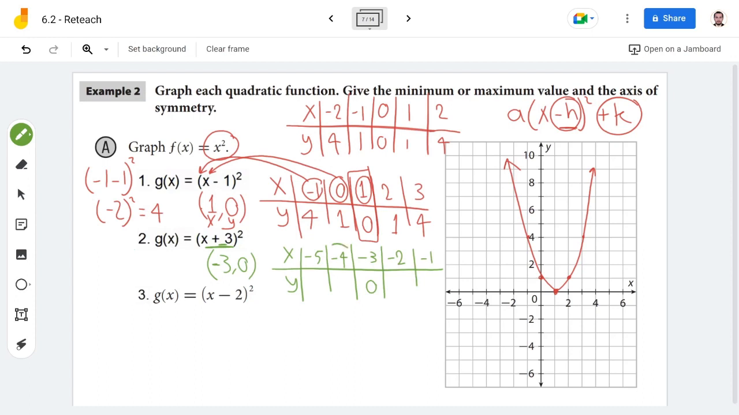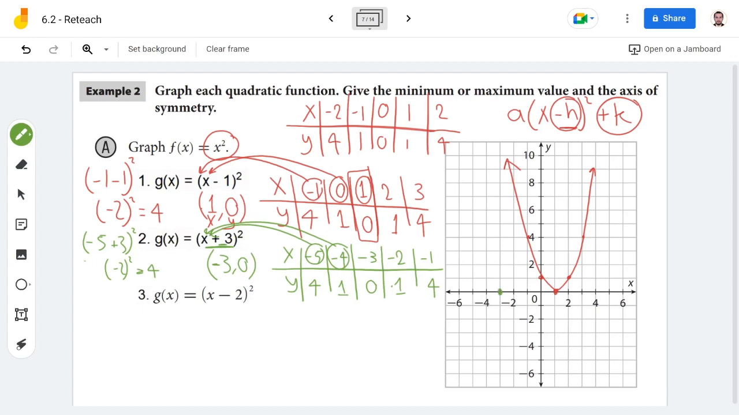Now replace these points in the function. Replace it here. So it will be -4 plus 3 to the power of 2. It's equal to -1 to the power of 2, which is equal to 1. So you write here 1. So now start replacing -5. So -5 plus 3, all of that to the power of 2. So the answer is -2 to the power of 2, which is equal to 4. So here is 1, 4, here is 1, 4.